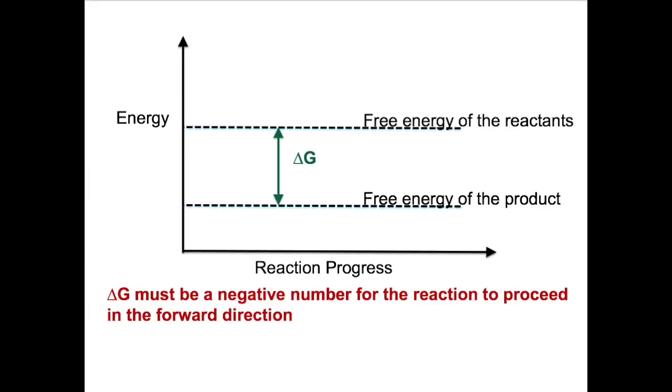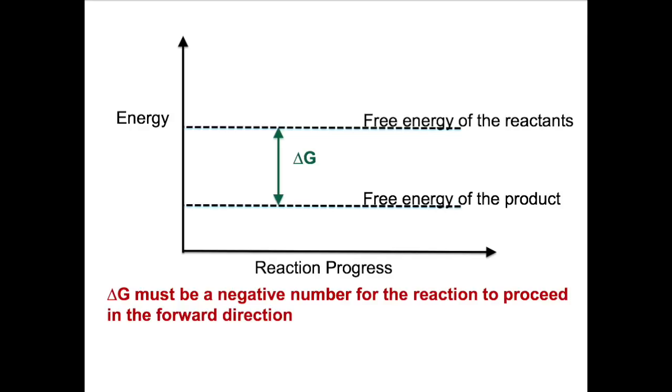So here we see a graph of energy as a function of reaction progress. We know that for this reaction to go in the forward direction, the free energy in the reactants must be greater than that in the products for the reaction to have a negative delta G, a negative change in energy. And so delta G must be a negative number for the reaction to proceed in the forward direction.